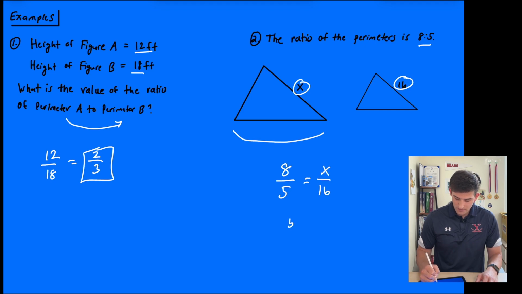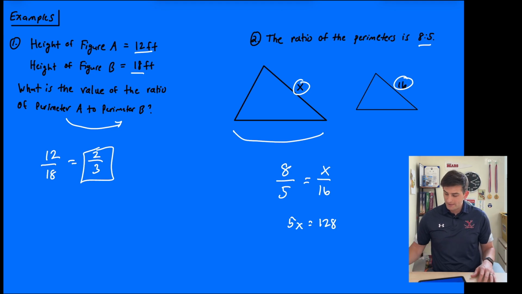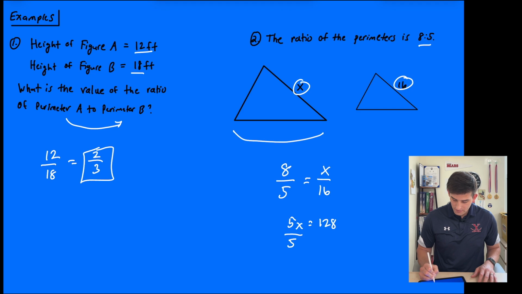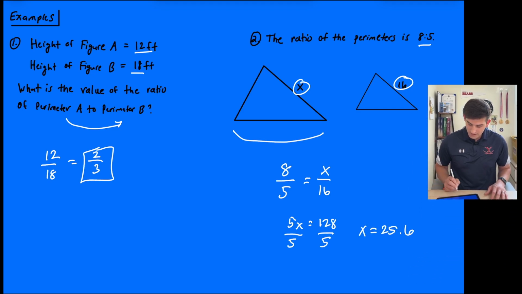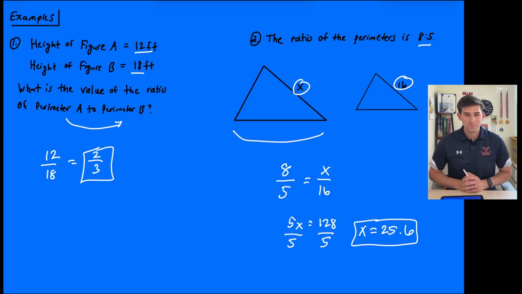Okay, so now we cross multiply, so we get 5x equals 16 times 8, which is 128. And then we can do 128 divided by 5 to get our missing side length. So x is equal to 25.6 for our missing side length on number 2. Okay, so that's a little bit about perimeters of similar figures.